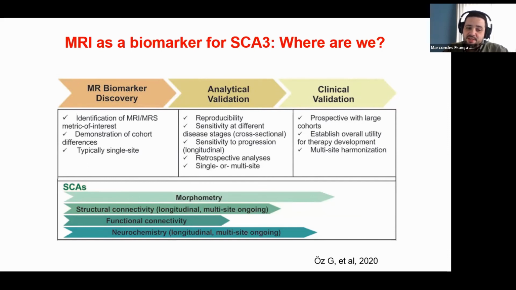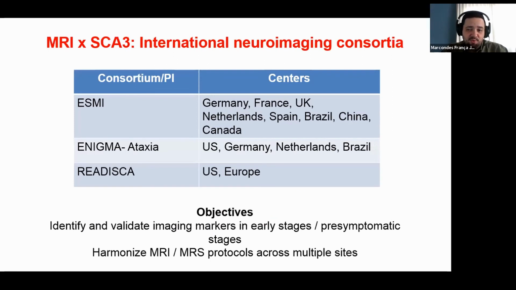And this is only going to be possible if we move forward and try to design large cohorts, because this is indeed a rare disease. So this is something the field is moving on, I would say, quite fast. We now have at least 3 large international consortia that include SCA3 as one of the diseases of interest: the ASME consortium, the ENIGMA Ataxia, and the ReDiSCA. So many countries and many centers are involved in these studies.